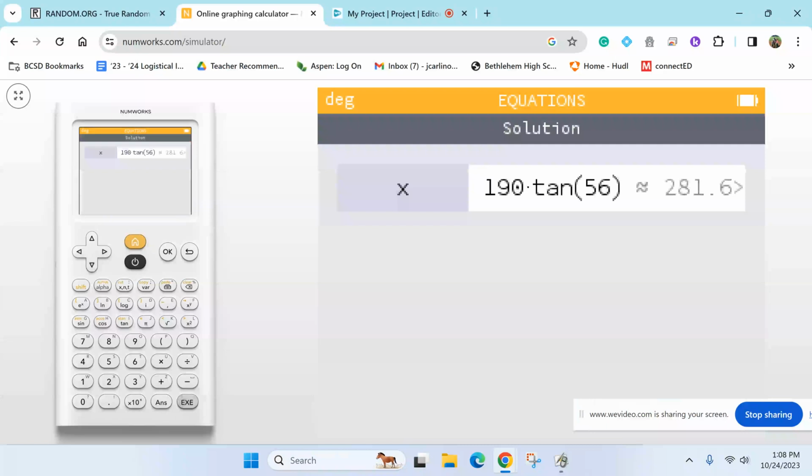282. 281 point. You see, it's given. I know it's showing you what it's multiplying, but here it's about 281.6. 281.6, right? And then it says to the nearest foot, so I round it to 282. Okay.